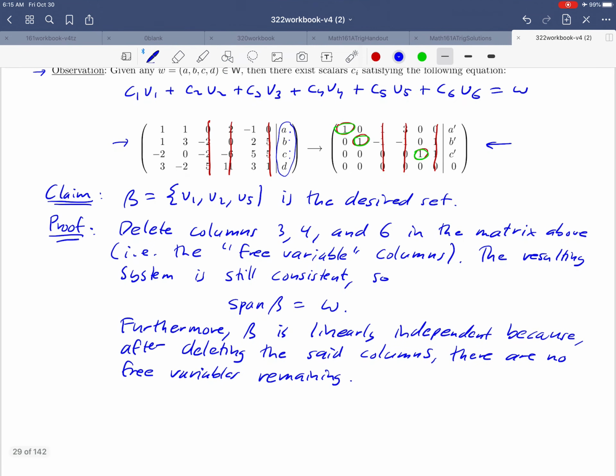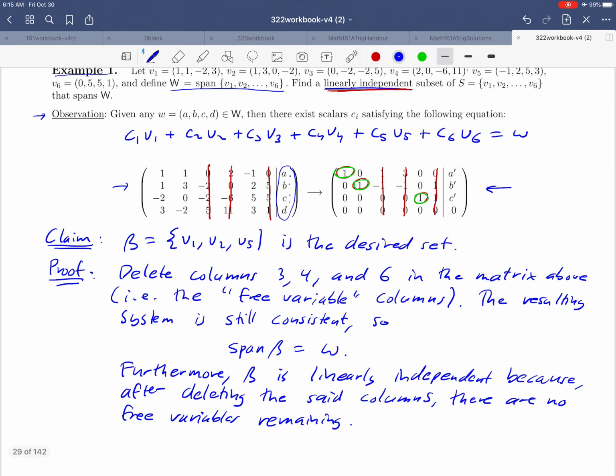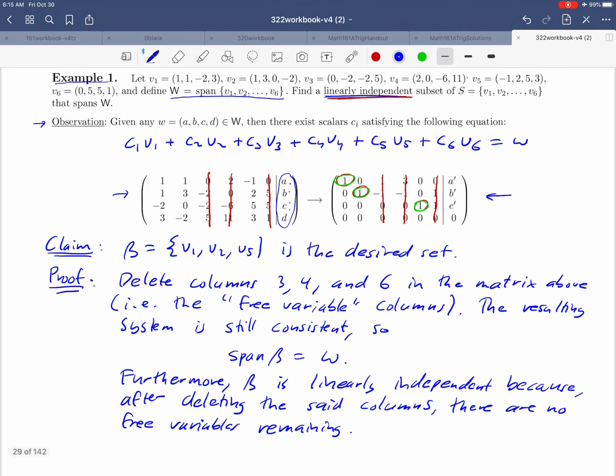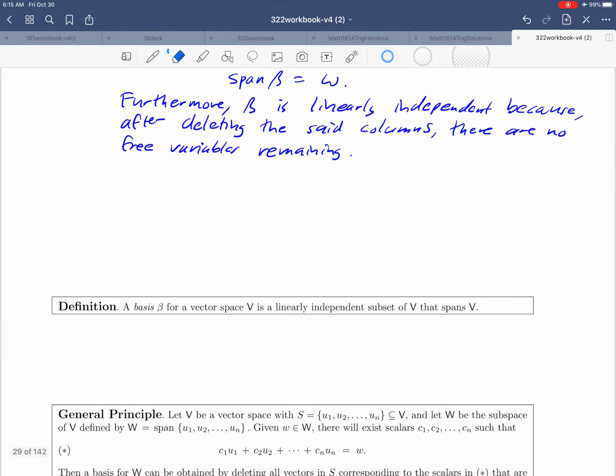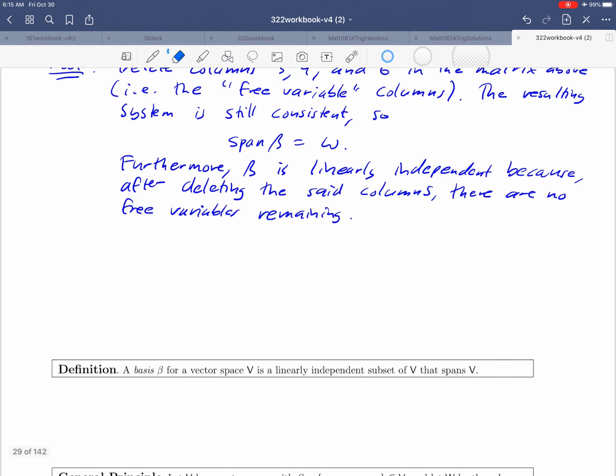And if you look at that, we proved exactly what we wanted, namely that this set beta that we have here has both of the properties. It spans our subspace W and it's linearly independent. And this brings us to one of the biggest definitions in linear algebra. There's a special name for a set that has both of those properties, that's linearly independent and that spans a subspace at the same time. It's called a basis for a vector space.